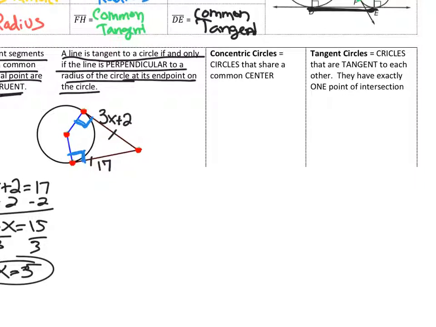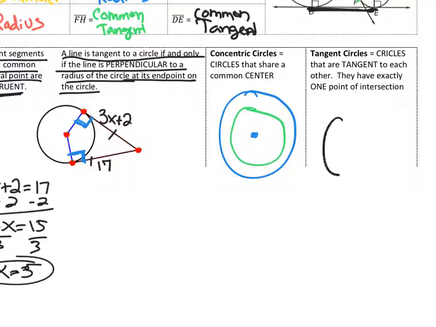Concentric circles are two circles that share a common center. So if I have a large circle, here's the center, and then I draw another smaller one on the inside, those are concentric circles. And tangent circles are two circles that touch each other in one point. So if I have a big circle and a little circle and they intersect right there at that point, those are tangent circles.